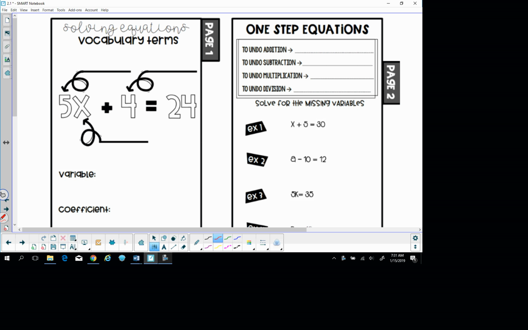So for review, the first thing is variable. Which one of these would be a variable? Would be the 5, the x, or the 4? The x, right? So a variable is a letter that represents a value. So write that down. This should be review. A letter that represents a value. I'm going to color this red to show that this is my variable.